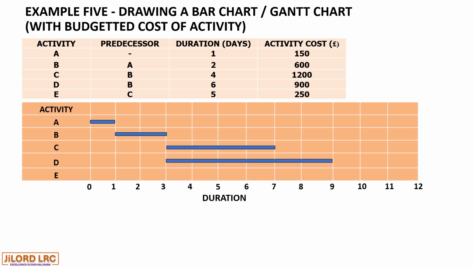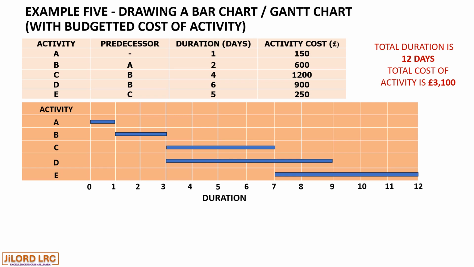And lastly, activity E commences at the end of activity C with a duration of 5 days. So starting from 7 and giving us a total duration of 12. So the entire project would have a total duration of 12 days.